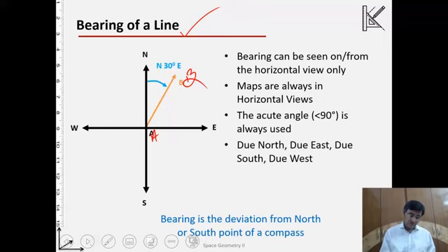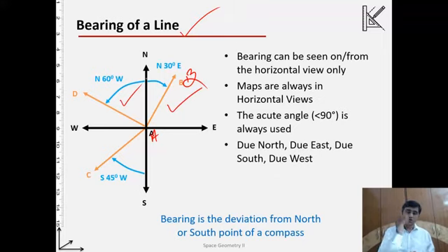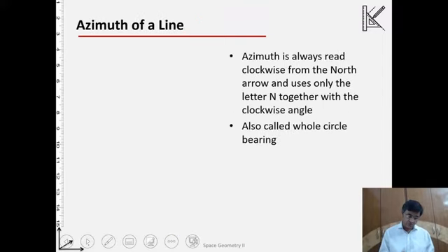Same thing we can do if the line is in some different quadrant. From south we are measuring the angle now towards the west for line AC. Similarly we can do it for another line which is AD. So once the line is in the first and the fourth quadrant, we are showing the direction from north. Once it is in the second and third quadrant, we are showing the direction from south. And that is how it is represented. So a very simple way, it's just for information.